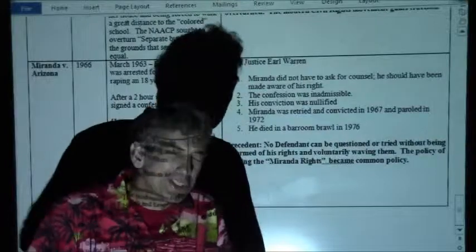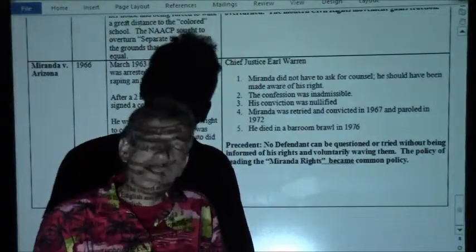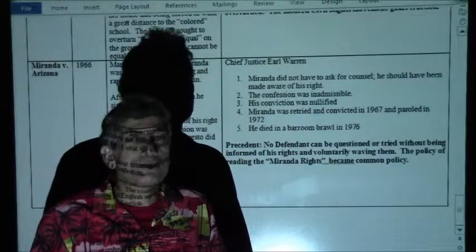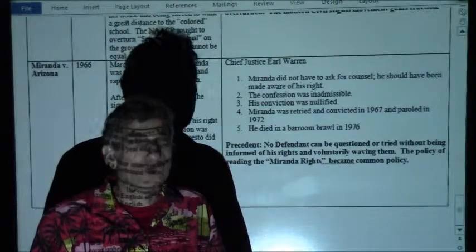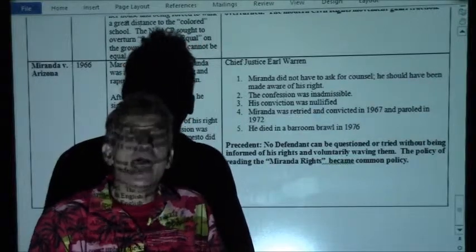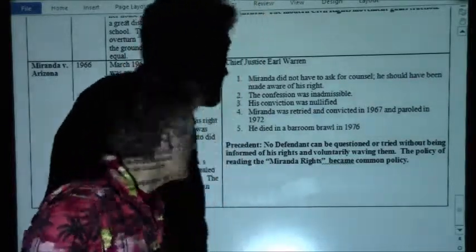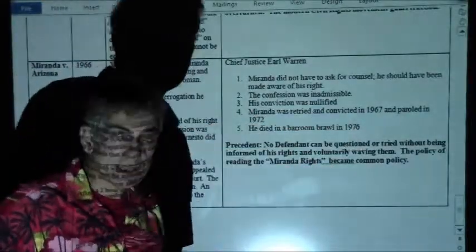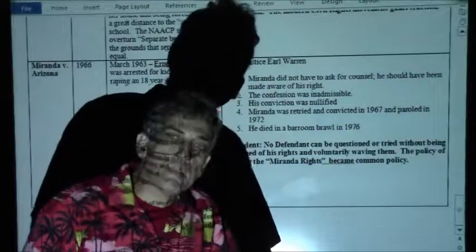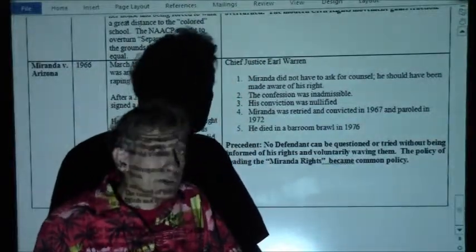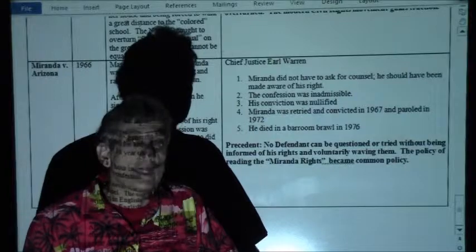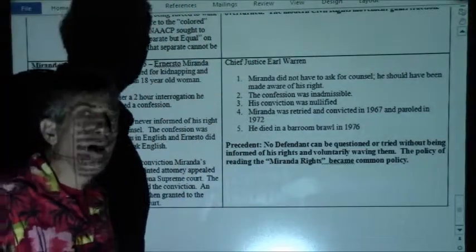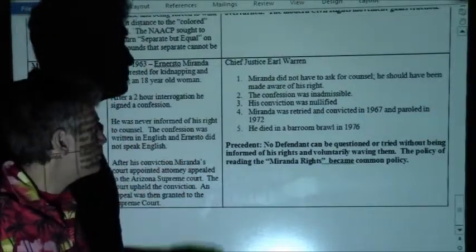Now so many people say Ernesto walked, that Miranda walked based on this. Do you really think that a person who committed rape and murder is going to walk based on something like this? No. Arizona went back to trial the very next year, and Miranda was convicted in 1967 based on being picked out of a lineup and out of statements from his sister, Ernesto's sister, where he bragged a little bit about being involved in this whole thing. So he was sentenced to 15 years, but he was paroled in 1972.